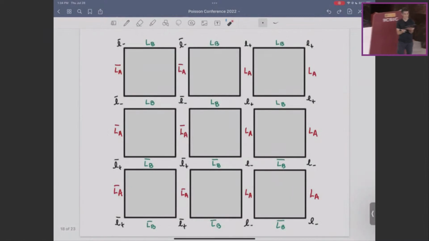Okay, tic-tac-toe. There are many different possibilities of what you could use to decorate the sides. You could use LA, or you could use LA bar, the complex conjugate. You could use LB, or you could use LB bar. Or you could use LB bar and LB, right? And so I just drew all of the possibilities in a consistent way here.